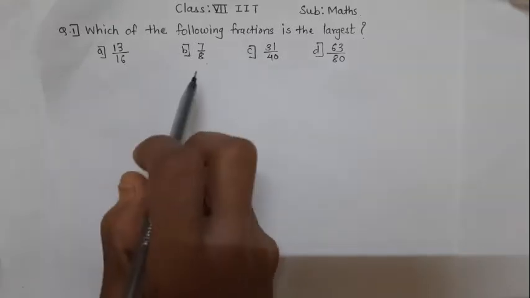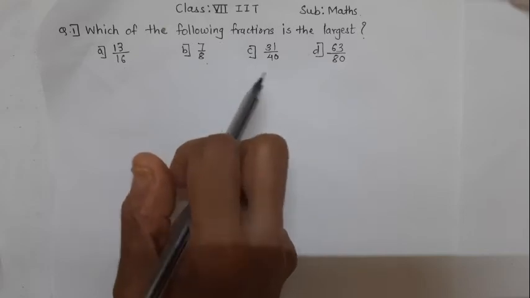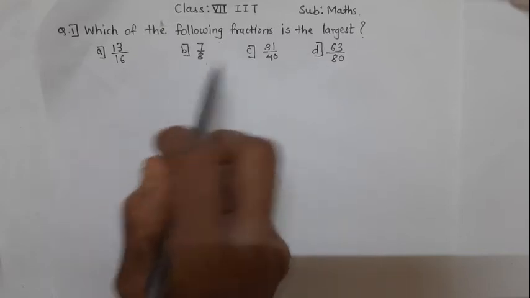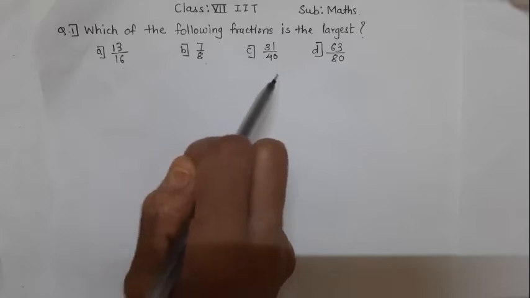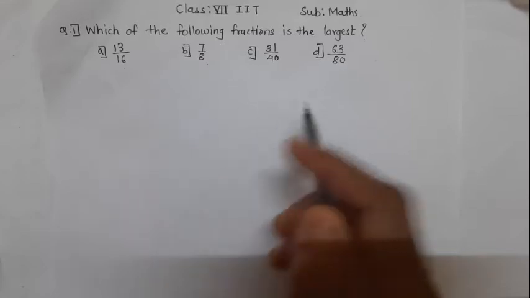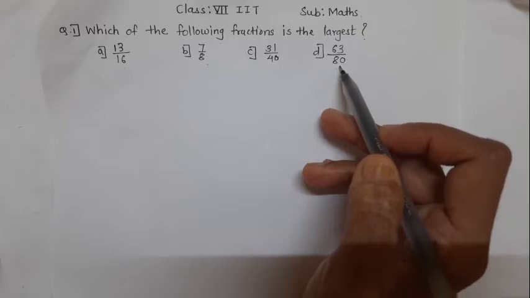See these numbers: 16, 8, 40 and 80. What do we have to do? Denominators are not the same, so we need to make them the same. So how will we make them the same? By finding the LCM. Now which is the greatest denominator? 80 is the greatest denominator.